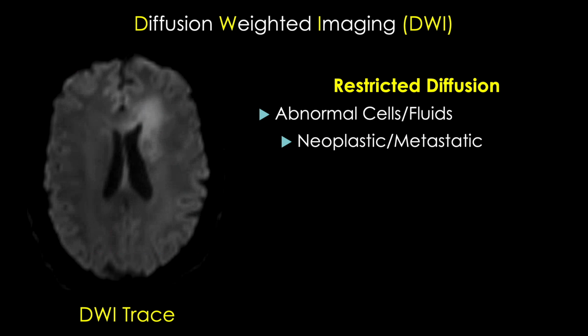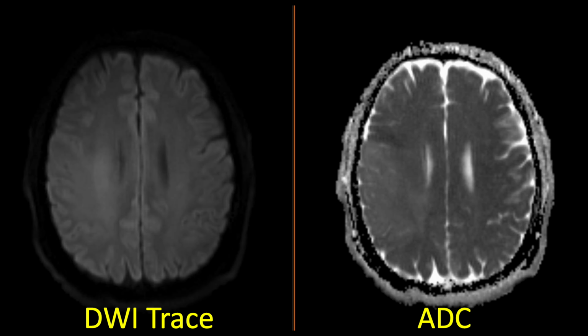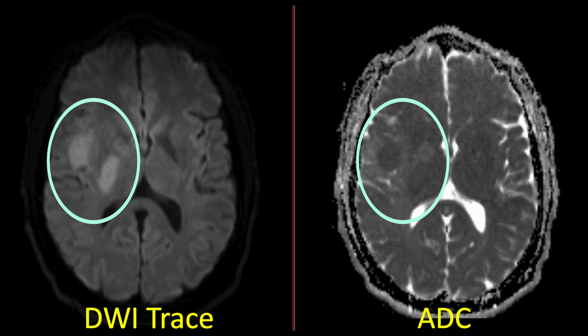Let me show you one more case. Here you can see that we have abnormal restricted diffusion within the right basal ganglia, thalamus, frontal lobe operculum, and insula.